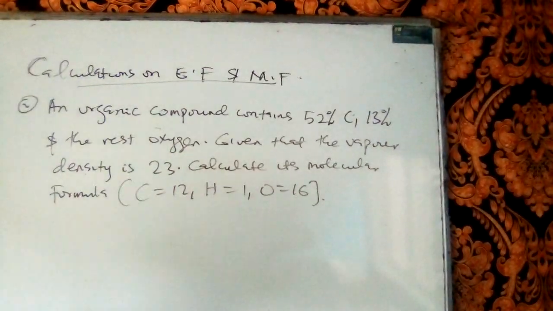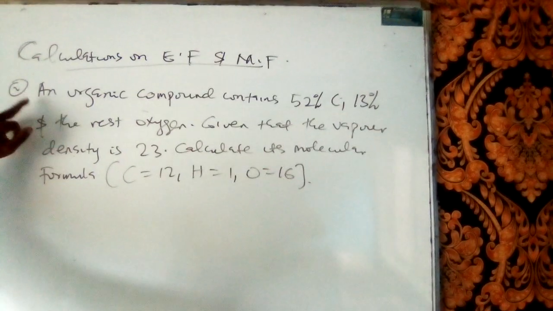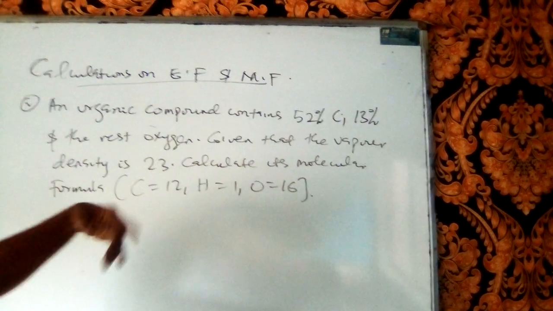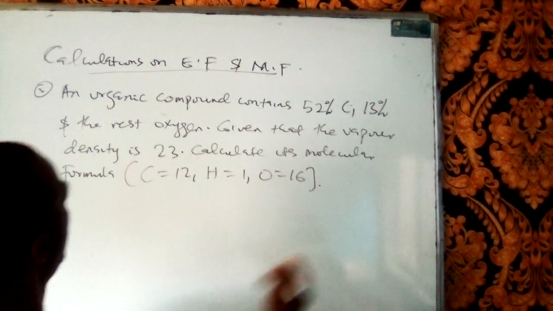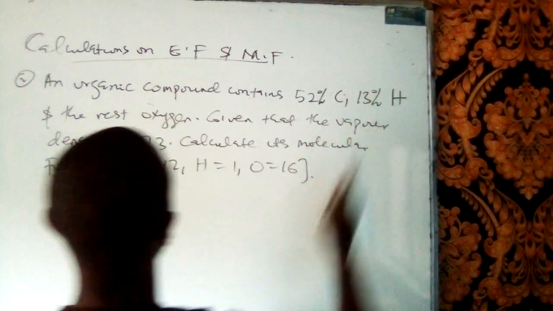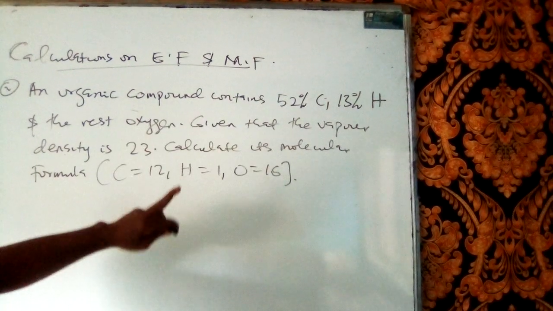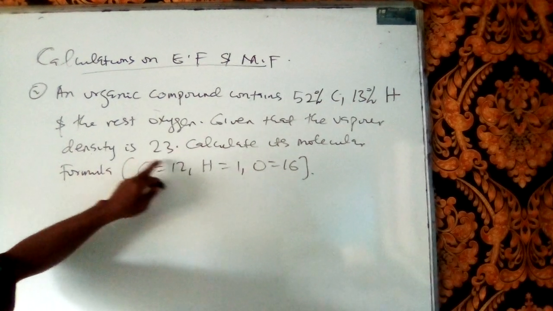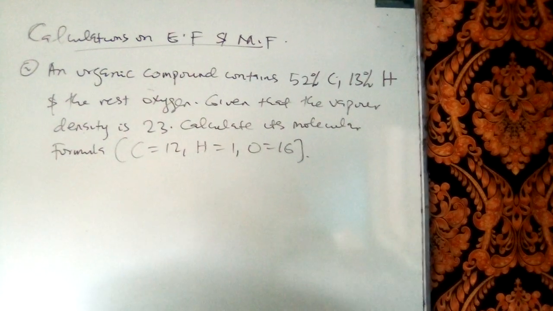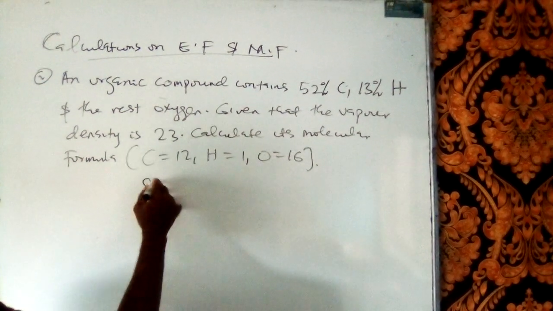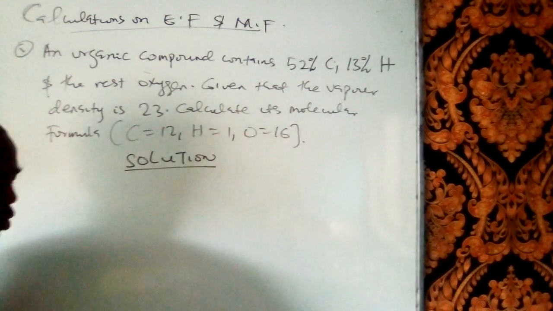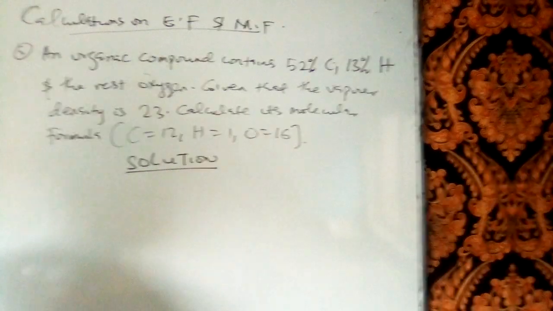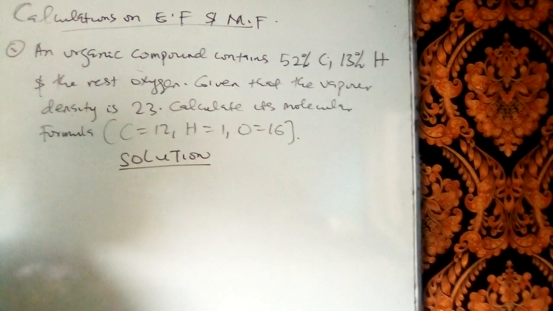So we are going to look at the second problem here. An organic compound contains 52% carbon, 13% hydrogen, and the rest oxygen. Given that the vapor density is 23, calculate the molecular formula. To solve this problem on the whiteboard, we have to find the molecular formula, but we know that before we go to molecular formula, we must first of all find the empirical formula of the compound.